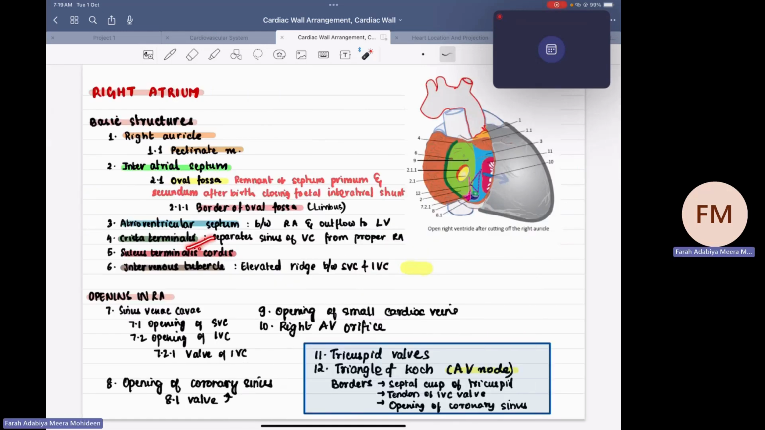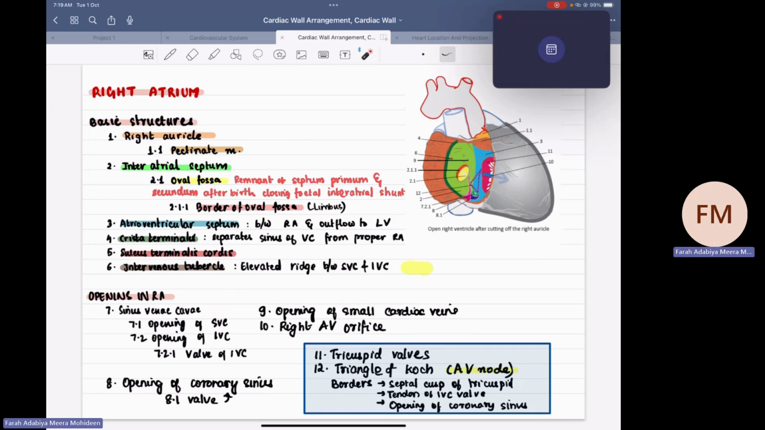Then you have crista terminalis. We already spoke about it. It's where your SA node is present. Then you have intervenous tubercle. It's just like a bulge or a ridge between your superior vena cava and your inferior vena cava.